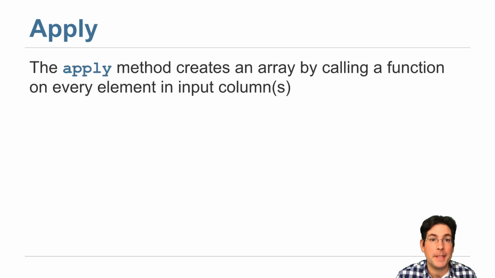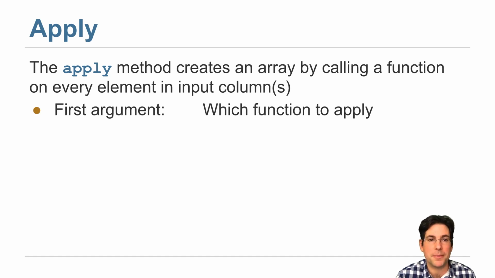Tables and functions interact by using the table method called apply, which takes a function and a label of a column and applies that function to every value in the specified column. The apply method creates an array by calling a function on every element in some input column or columns.